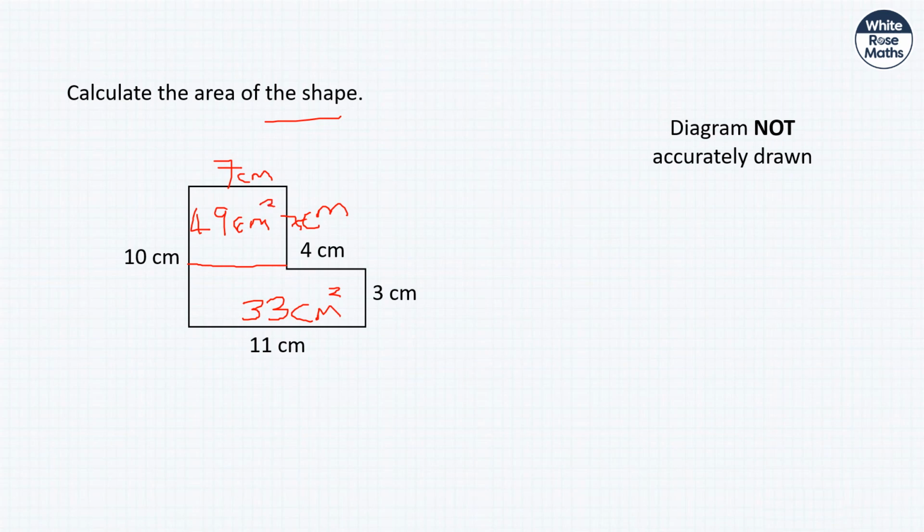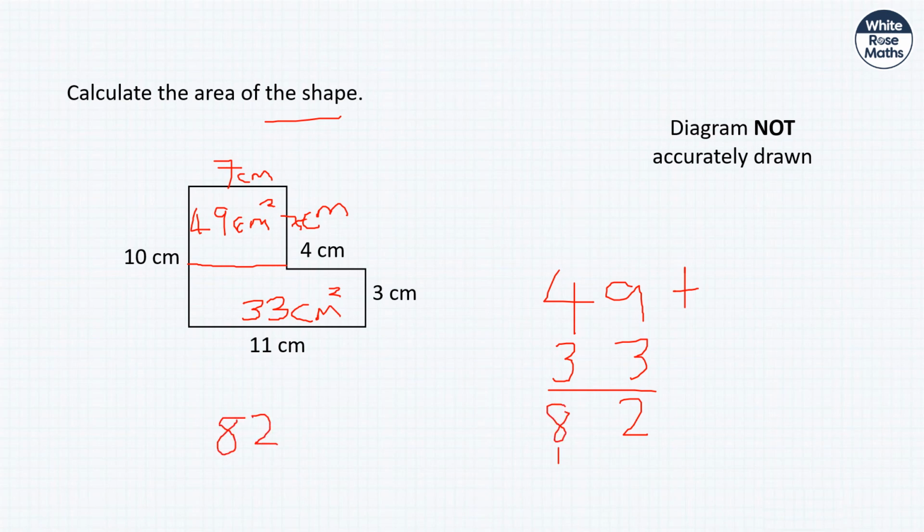Okay, 7 times 7. 49 plus 33, guys. So it's going to be 12. That's going to be 82. So the answer will be 82 centimeters squared, guys. Okay, hopefully that makes sense.